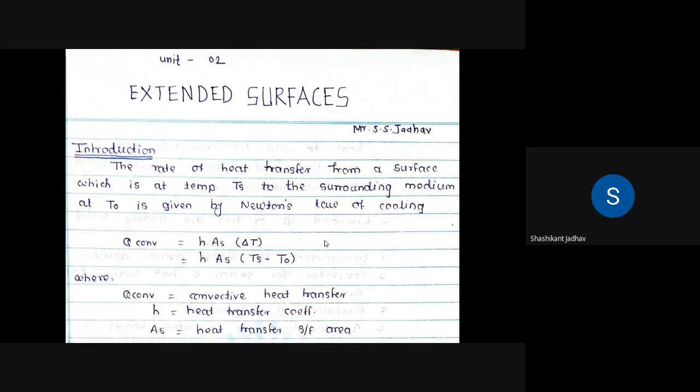So what is the way to improve the heat transfer coefficient? By using a fan, pump. So by using these external devices, we have to improve the H. But many times it is not possible to use external devices. So this is not a possible way to improve the heat transfer rate. The only possible way to improve the heat transfer rate is to improve the surface area.